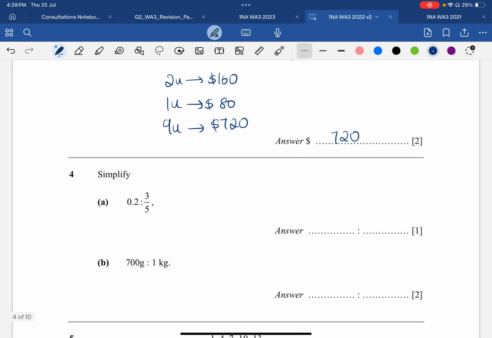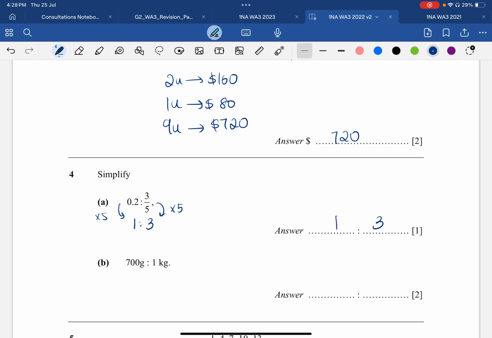Okay, question 4, you're asked to simplify the ratio. So for the first ratio, you can just multiply by 5 because the denominator is a 5, to simplify both sides. So 0.2 times 5 gives you 1. And then 3 over 5 times 5 gives you 3. Okay, and that is the simplest form, so that's our answer.